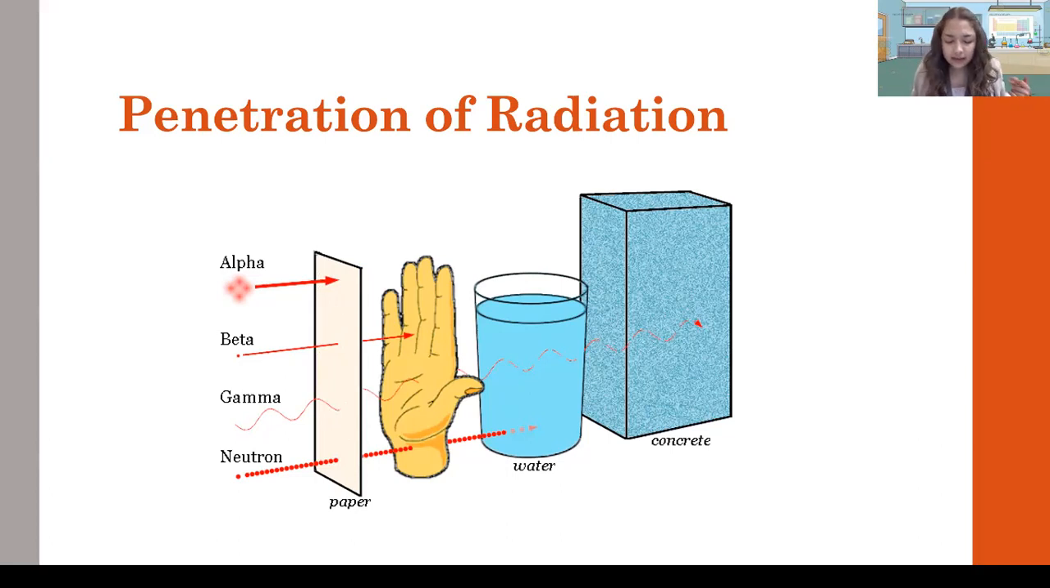I was going to say lead aprons. If you've ever gotten your x-rays done, they put a lead apron over your torso to protect your organs from the radiation.